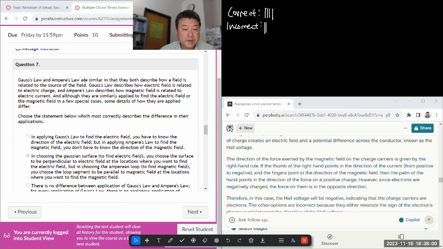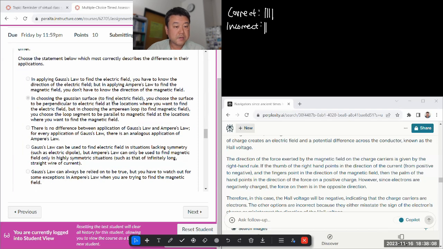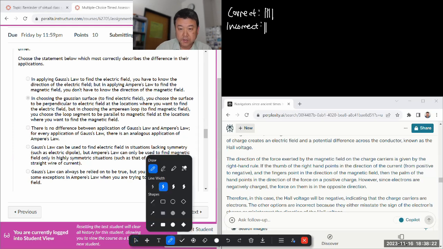Okay, Gauss's law and Ampere's law, how a field is related to the source of the field. Gauss's law describes, okay, difference in the application. Let me look at this one first. Gaussian surface, you choose a surface to be perpendicular to the electric field locally. Okay, in Amperian law, you choose the loop segment to be parallel to. Yeah, I think that's right. So that feels correct to me, so I'll say that's correct.